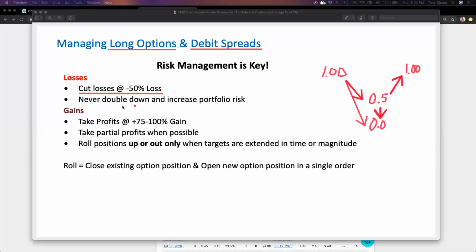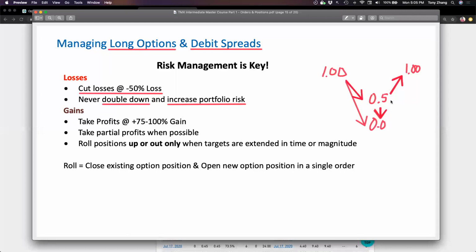So you generally never want to double down on a trade and increase your portfolio risk, because we see a lot of times where an option that you buy at $1 goes down to 50 cents, and people will buy more of this 50-cent option, hoping that when you do get that rally back up, you make a profit. But again, by the time that happens, you have a much higher probability that it goes to 0 than for it to recover to 1.